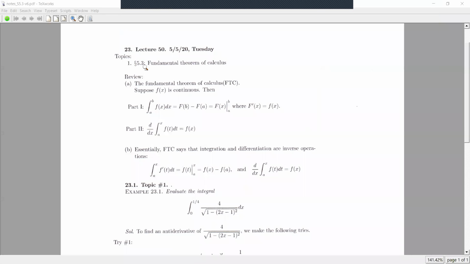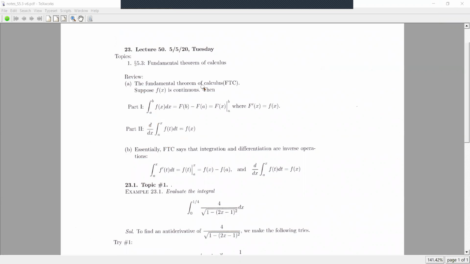Today, more examples about the fundamental theorem of calculus. In particular, more examples about this formula. Before I present examples, let's review what we learned in the last class. Review number 1.